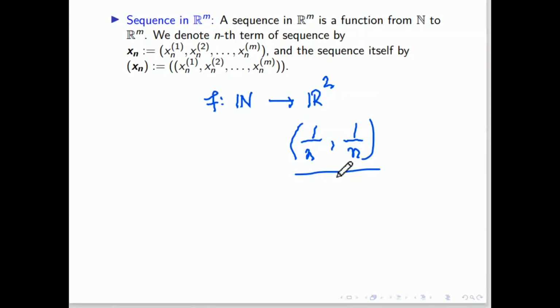Similarly, in R3, can you give me an example of a sequence? Here, if xn is the sequence, these are the nth terms of the sequence. So I'm writing 1, 2, m. This is x1, the first element. This is the second element. That's why I'm writing 1, 2, m, just for notation. And this xn is the same sequence, but this is the first component, and this is the second component. It may not be that both are the same. Like this is 1 by n, it can be 2 by n or sin n or something else.